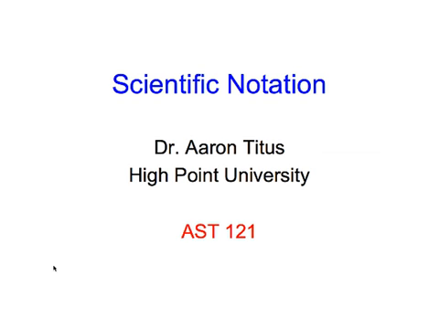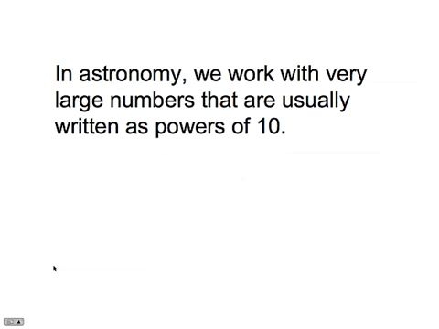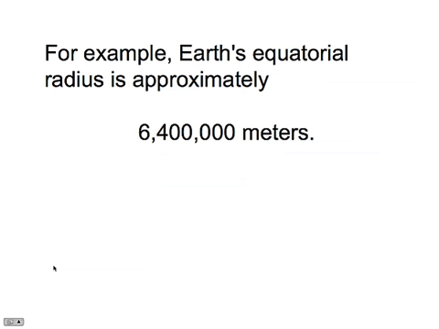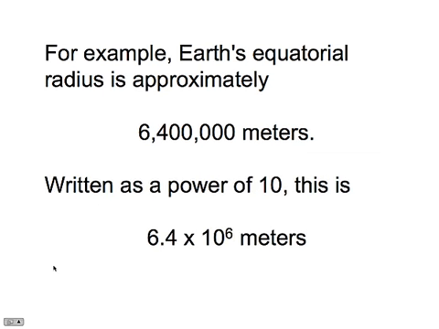This lesson is about scientific notation. In astronomy, we work with very large numbers that are usually written as powers of 10. For example, Earth's equatorial radius is approximately 6,400,000 meters. Written as a power of 10, this is 6.4 times 10 to the 6 meters.